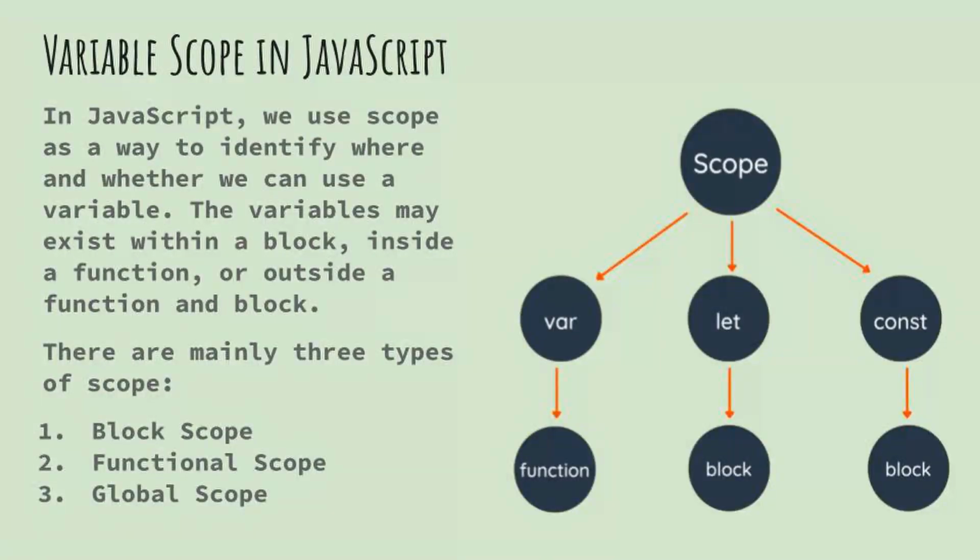Third, outside a function or a block, that is a global scope variable. The var keyword is used to declare a function scope variable, and let and const are used to declare a block scope variable.